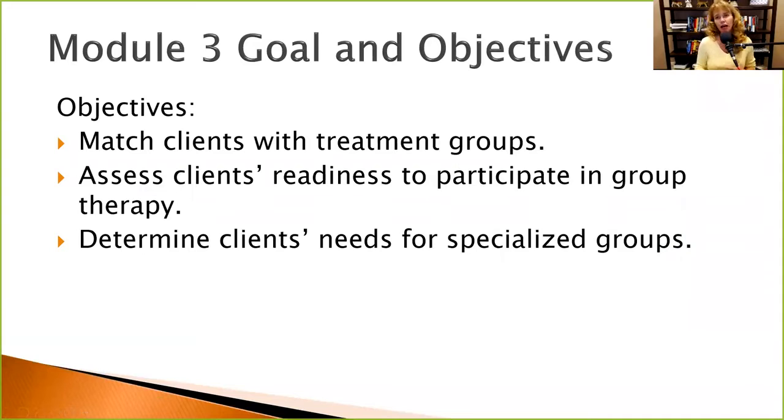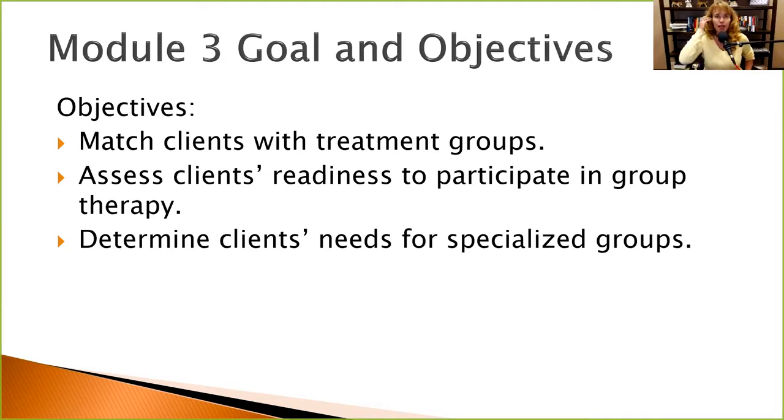So we're going to start out by trying to talk about how to match clients with treatment groups, because you don't want every single client in every single group. There's sometimes a good fit, sometimes a bad fit. We'll talk about assessing clients' readiness to participate in group therapy and determine the client's needs for specialized groups.